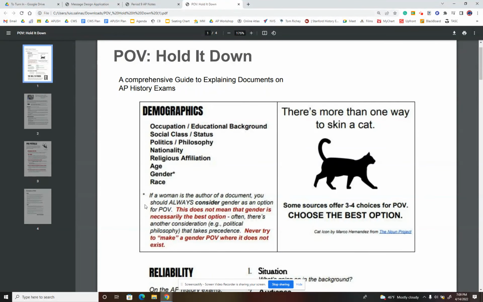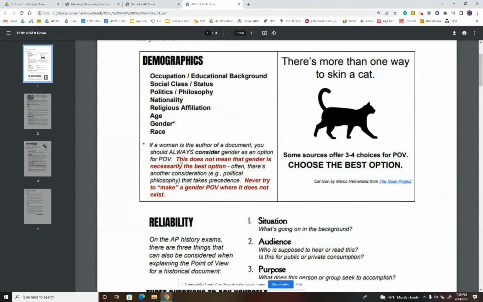Sometimes it does matter. I got a description here to sort of emphasize that. So if I say a woman is the author of a document, you should always consider gender as an option. All right, so that is a possibility. However, I do tell them gender is not always necessarily the best option, because people fall into that.